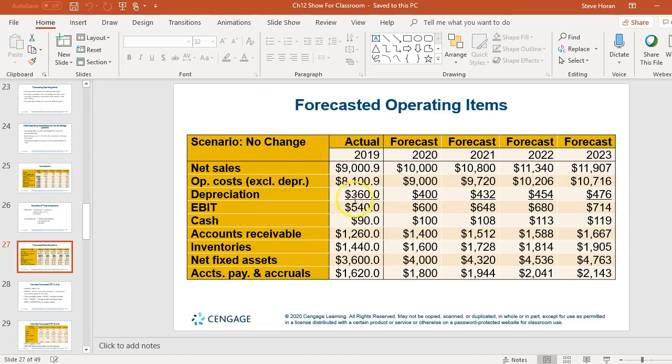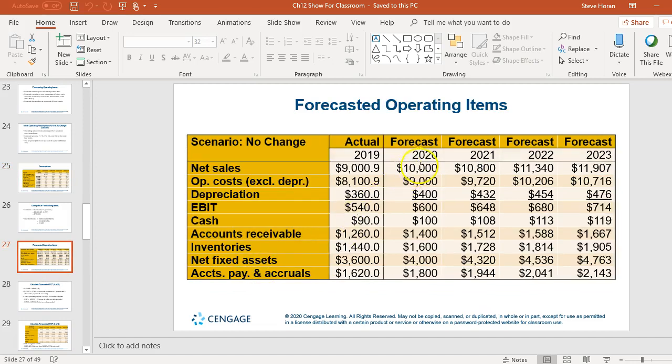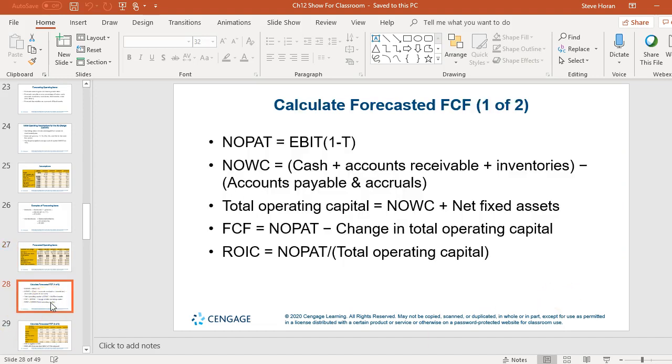Okay, so that's a very simple approach. And the nice thing about if you do this in Excel, if you decide, well, you know what, maybe operating cost of sales will improve over the next years. Maybe it'll be 88% or 89%. And then you can kind of see the ripple effect of how that impacts your financial statements over here, the net sales and everything else. Okay, so that's kind of how you go about that process to do that.